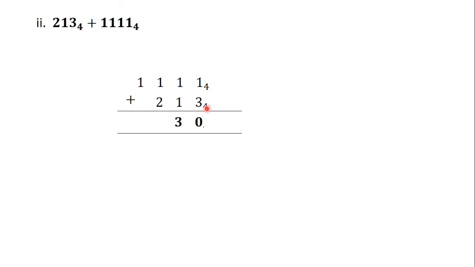Because we are working in base 4, we can write 3, because in base 4, the digits we can use are 0, 1, 2, and 3. So in base 4, we can use the digit 3. Let's continue. 1 plus 2 will give us 3. 3 in base 4 is 3. We don't have any number here, so 1 plus 0 give us 1.